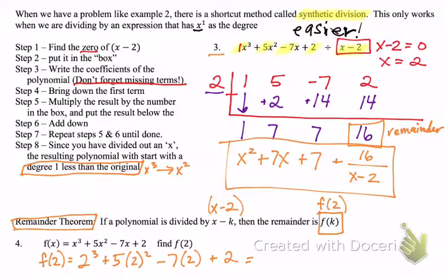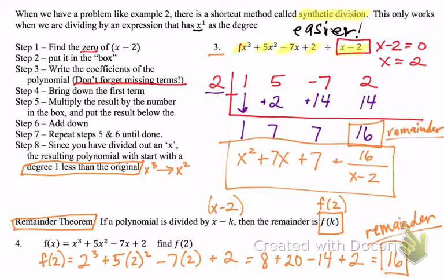If I were to simplify that, you could either put it in the calculator or do it by hand. You would end up getting 8 plus 20 minus 14 plus 2. So you end up getting 8 plus 6 plus 2, which ends up being 16. So my remainder is 16.